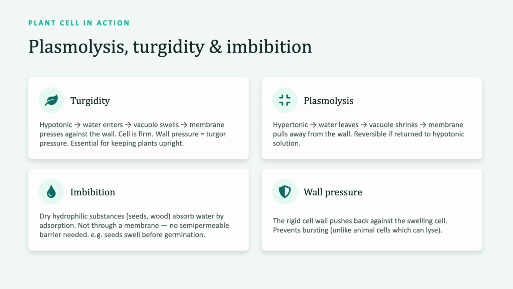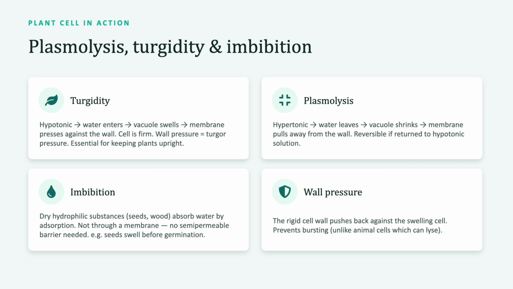Let us see osmosis in action inside a plant cell, because plant cells behave differently from animal cells thanks to their rigid wall. Turgidity: in a hypotonic solution, water enters the cell, the vacuole swells, and the membrane presses hard against the cell wall. The wall pushes back with turgor pressure. This firmness is what keeps a plant upright. When your plant wilts, it has lost turgor pressure.